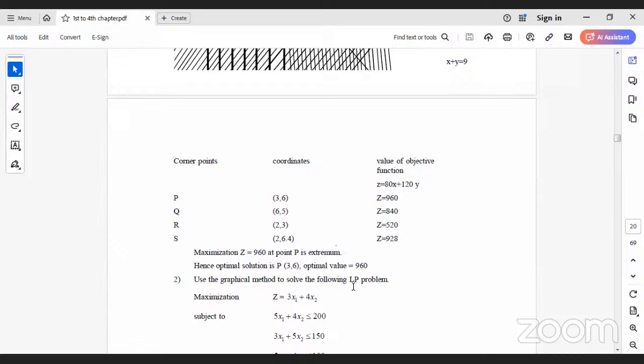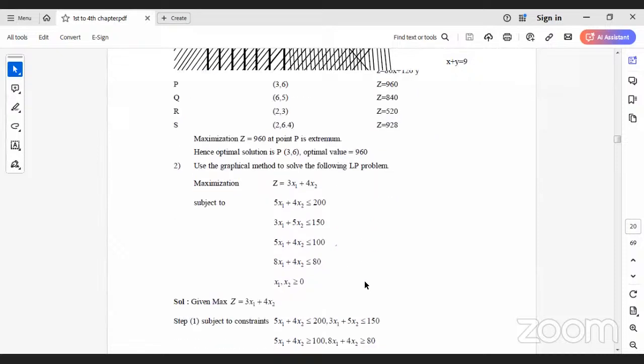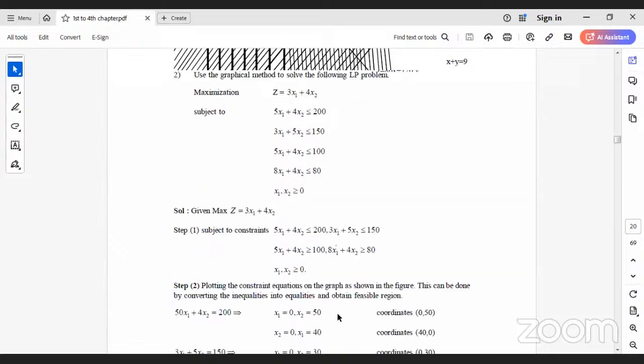Good. Use of graphical method, another problem in LP problem. z is equal to 3x1 plus 4x2, 5x1 plus 4x2 less than or equal to 200, 3x1 plus 5x2 less than or equal to 150, 5x1 plus 4x2 less than or equal to 100, 8x1 plus 4x2 less than or equal to 80, x1 plus x2 greater than 80. ఇక్కడ లెస్ దాన్ ఉంది, ఇక్కడ గ్రేటర్ దాన్ ఉంది, ఏది కరెక్ట్?